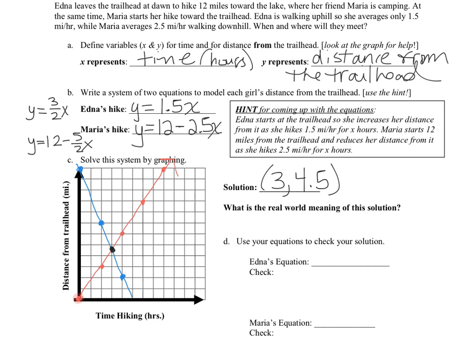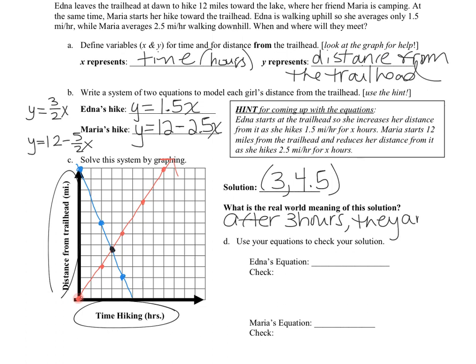So the real world meaning of this solution, remember, x is representing the time. So after 3 hours, well, the y is the distance from the trailhead. They are 4.5 miles from the trailhead. And that's what that means, okay?